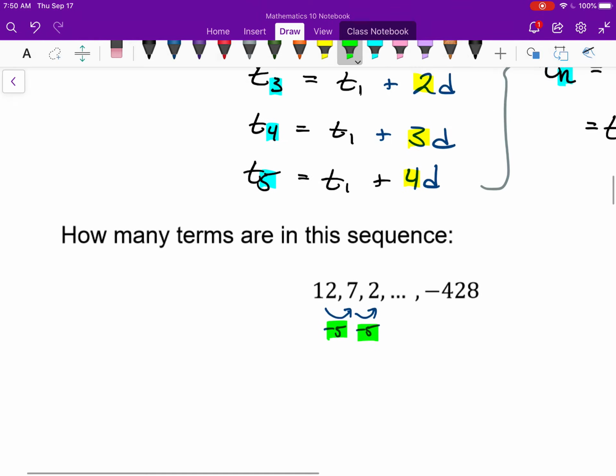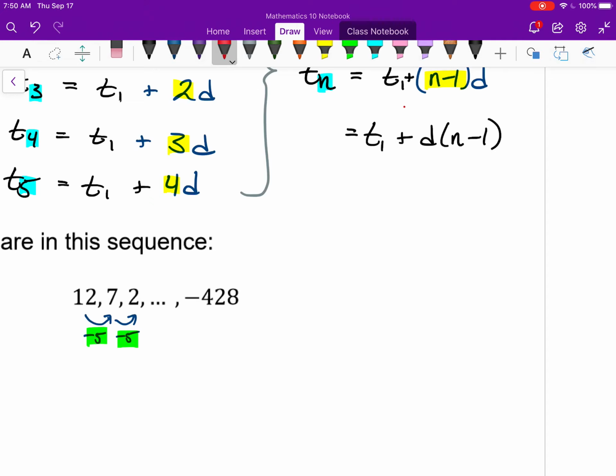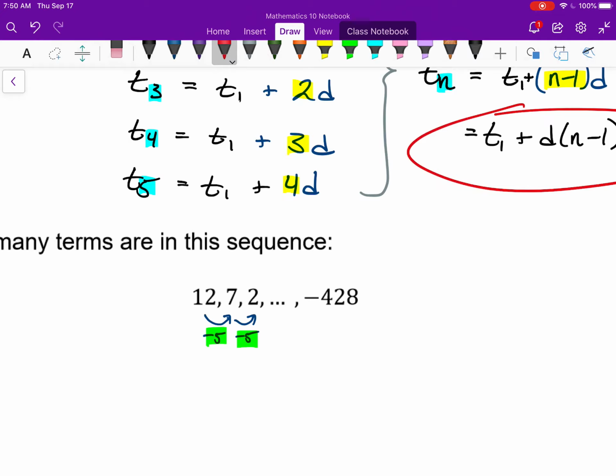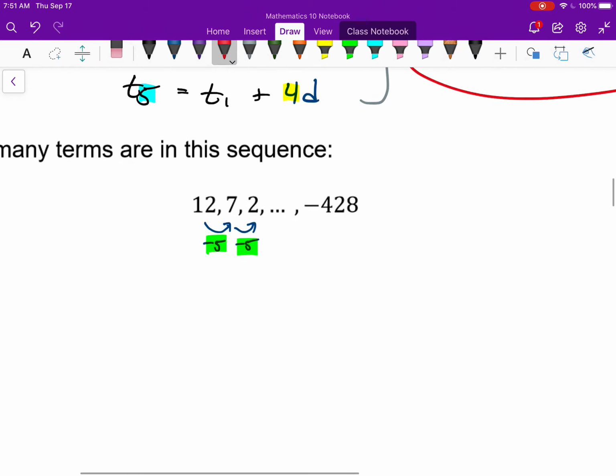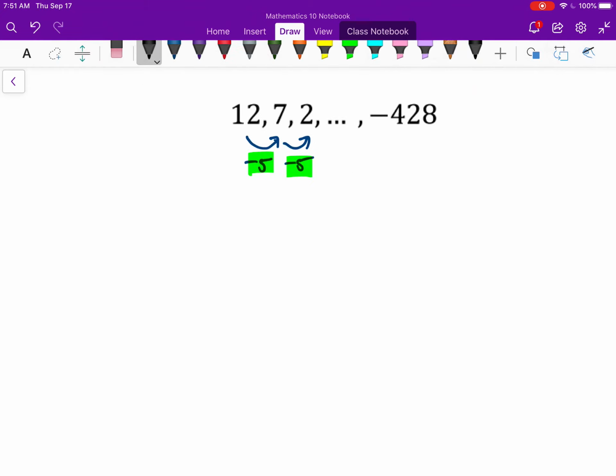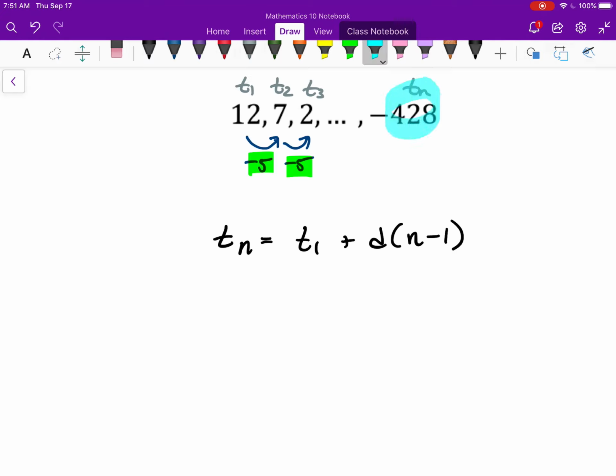So now I can use this formula, this general form right here. I can use this to pretty quickly figure out how many terms it would take to get to negative 428. So the way I'll do that is first just write this down again. So Tn equals T1 plus d times n minus 1. In this case, if I go back to my relationship up here, my sequence, I have T1, T2, T3 is 2, and again, I'll put Tn for negative 428. So I don't know what term number that is, but I know the term is negative 428.